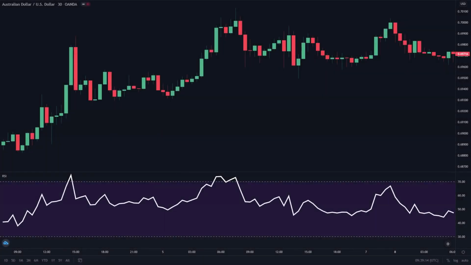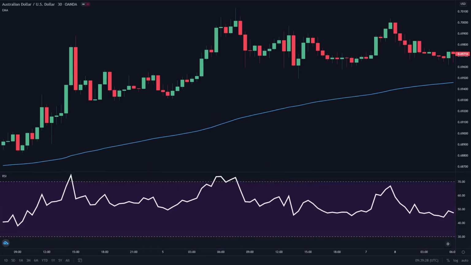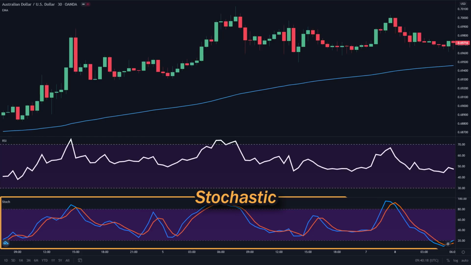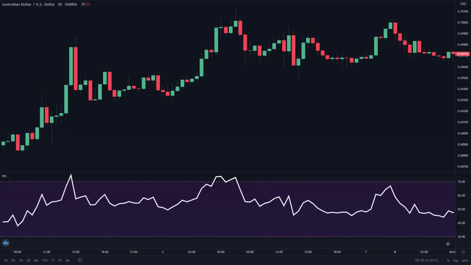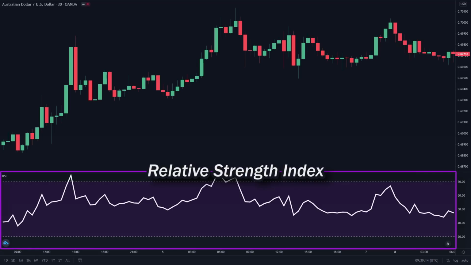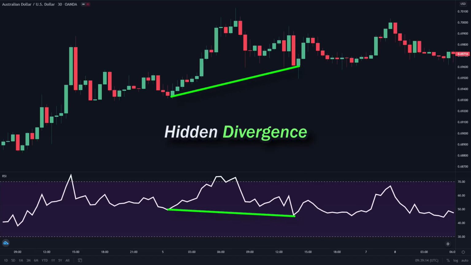For this strategy, I'm using a combination of three indicators: the RSI, 200 EMA, and the stochastics. But first, the main indicator that I want to focus on is the RSI, because that will generate our entry signal. For this strategy, instead of using the RSI as an overbought and oversold indicator, we are instead using it to find hidden divergences. So let me give you a quick explanation on what a divergence is.